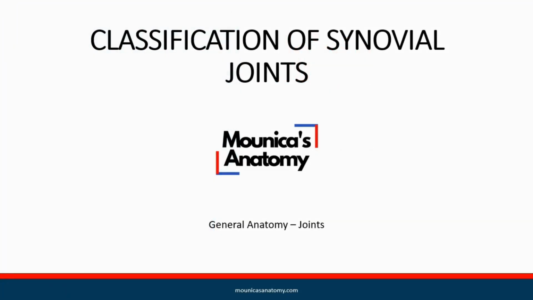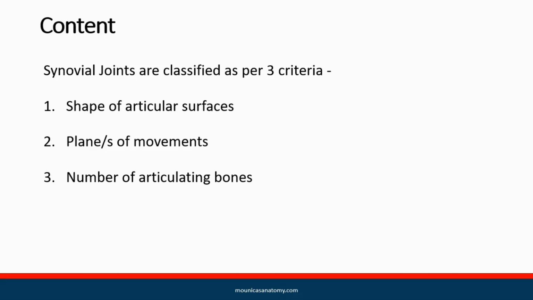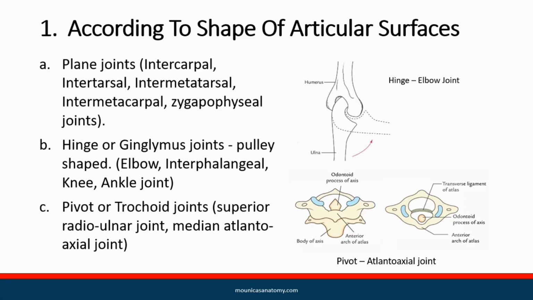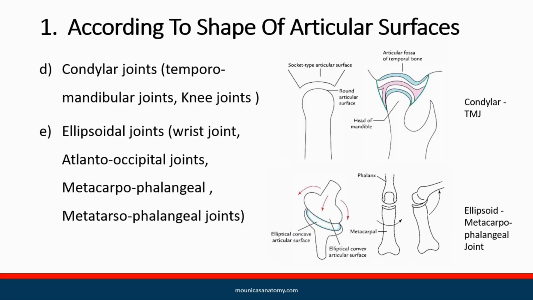Classification of synovial joints. Synovial joints are classified according to shape of articular surfaces, planes of movements, and number of articulating bones. According to shape of articular surfaces: plane joints; hinge or ginglymus joints, example elbow joint; pivot or trochoid joints, example median atlantoaxial joint; condylar joints, example temporomandibular joint.